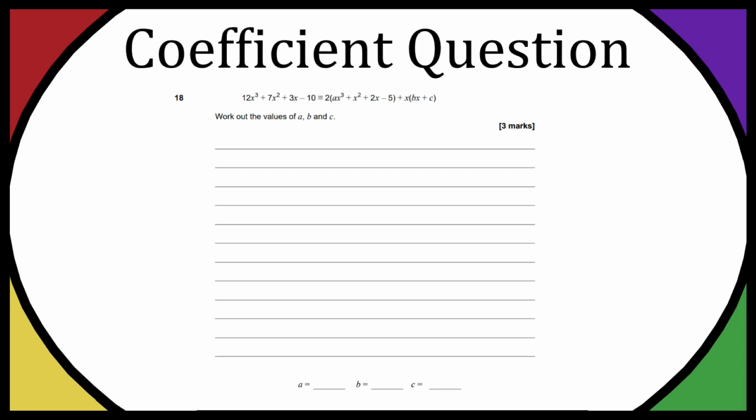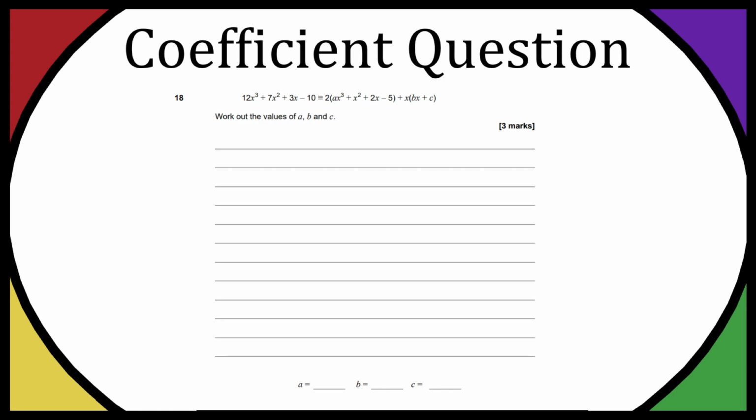Now, question 18, we have to work out the values of a, b, and c. We have a left-hand side and a right-hand side, and they are apparently identical. That's what these three lines are. On the left-hand side, we have 12x cubed plus 7x squared plus 3x minus 10. And on the right-hand side, we have 2 times, all in brackets, ax cubed plus x squared plus 2x minus 5, close bracket, and then plus x times (bx plus c). So we basically need to work out what values of a, b, and c make this equation correct. What values are going to make sure that this identical symbol is accurate?